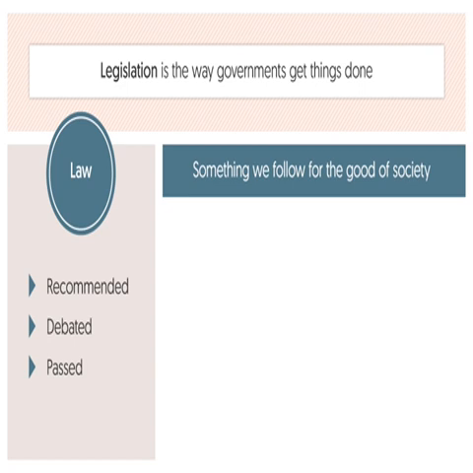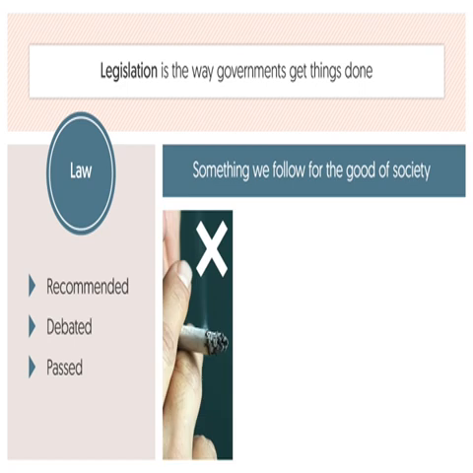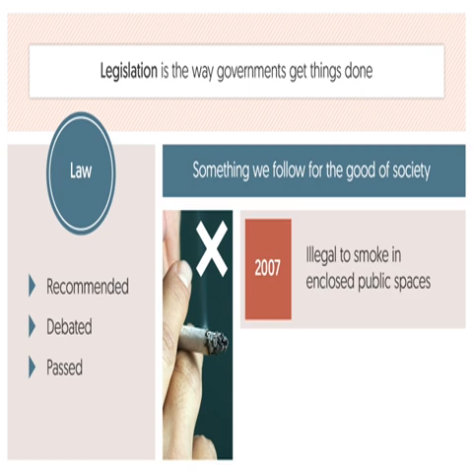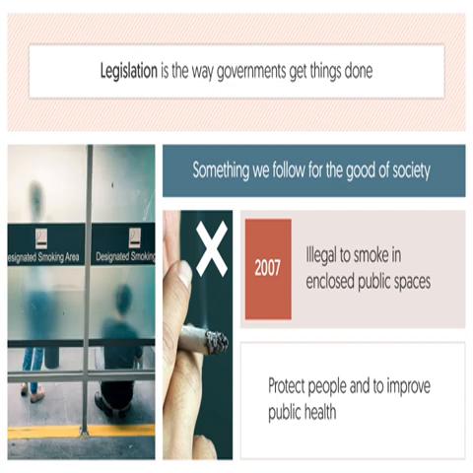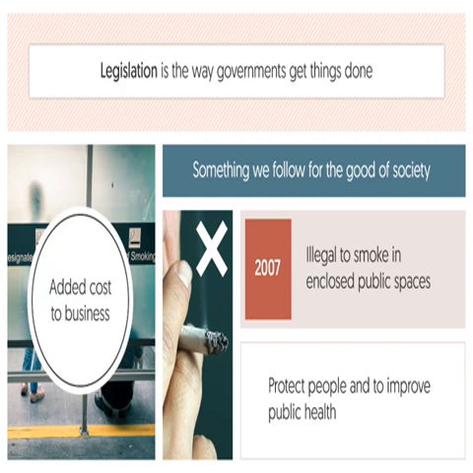There are thousands of examples of laws, but one example in the recent past was the smoking ban. In 2007, it became illegal to smoke in enclosed public spaces. This was done to protect people from the dangerous effects of secondhand smoke and to improve public health. But it meant that lots of businesses had to create outdoor smoking shelters or areas so employees or customers had somewhere to go if they wanted to smoke. This is an added cost to a business.